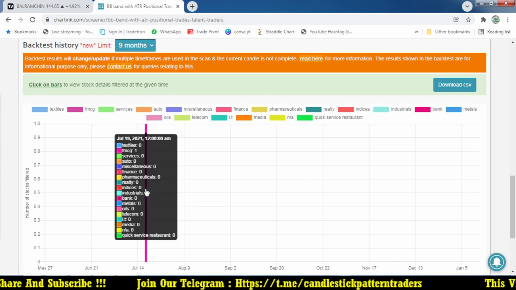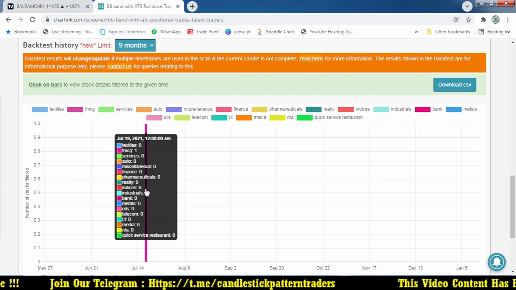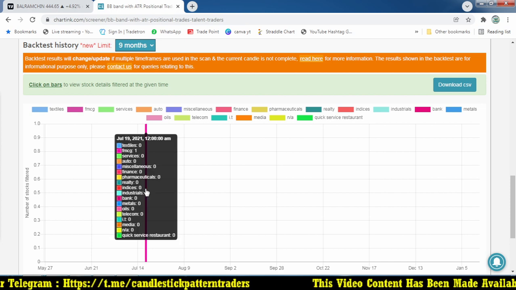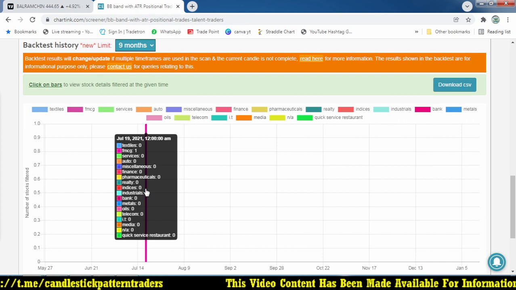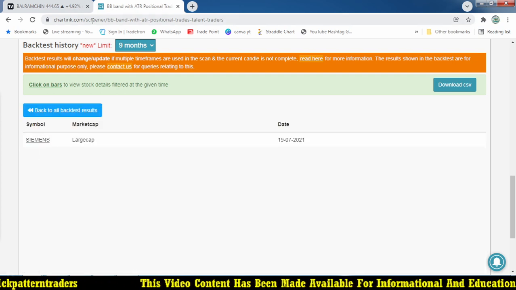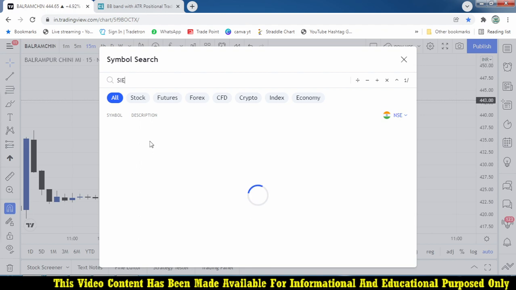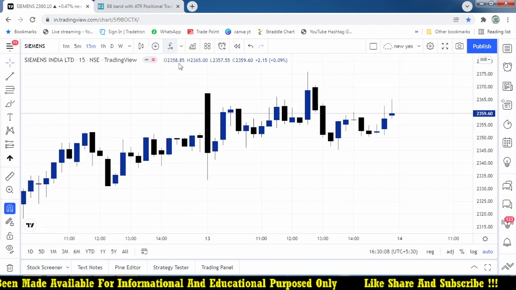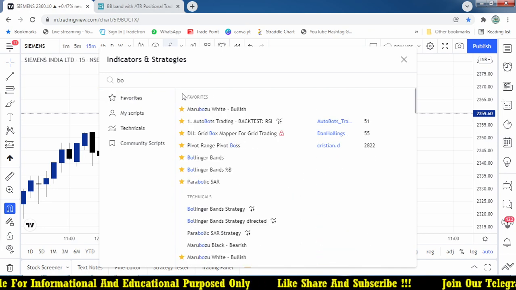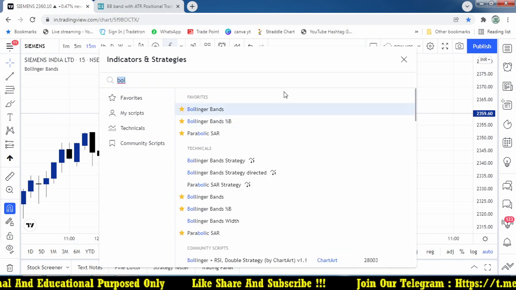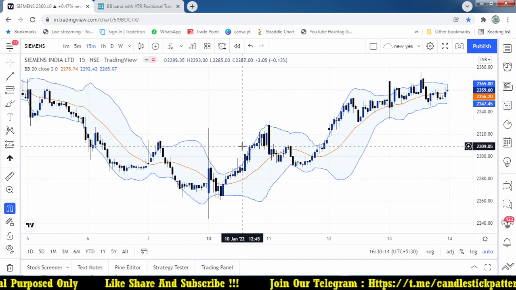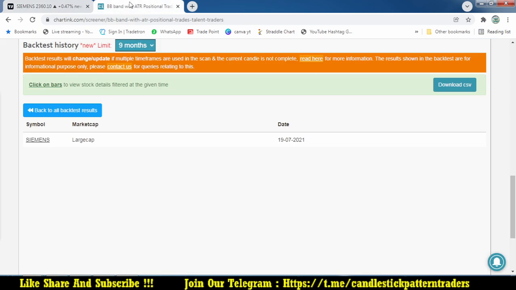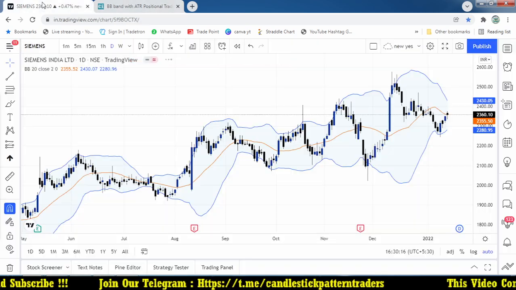So 1.2, only one stock on July 19th. So almost 6-7 months back, we got a stock. That is what Siemens. Let me check it out. What happened in Siemens and 1 month back. So we are using the Bollinger Band scanners here. So let me add Bollinger Band. We have added a Bollinger Band. So when we got the stock, it's a daily time frame on 19/7.